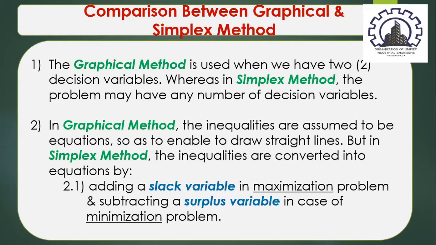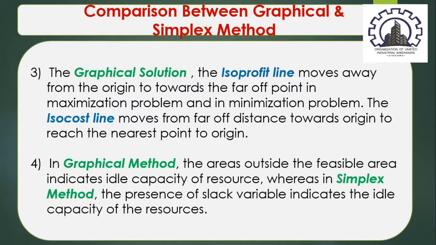And the third comparison between graphical and simplex method, that would be in graphical solution, the isoprofit line moves away from the origin towards the far off point in maximization problem, and in minimization problem, the isocost lines move from far off distance towards origin to reach the nearest point to origin. Now, if we say isoprofit lines, these are lines composed of amounts of labor and its total output that yield the same amount of profit for the firm.